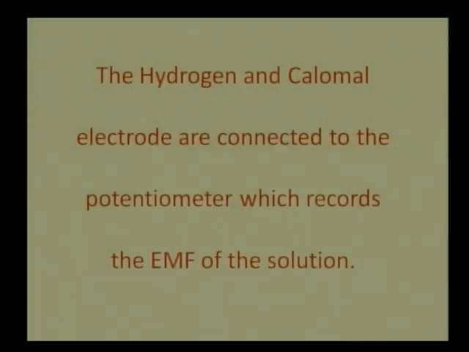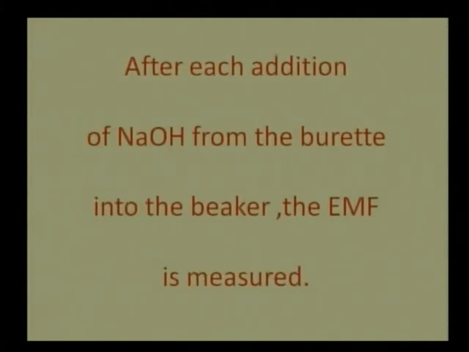The indicator and the reference electrode, that is the hydrogen electrode and the calomel electrode, are joined by the potentiometer, and the circuit is completed between the indicator and the reference electrode by a KCl salt bridge. Without the KCl salt bridge, we cannot complete the reaction. The hydrogen and calomel electrodes are connected to the potentiometer, which records the EMF of the solution.